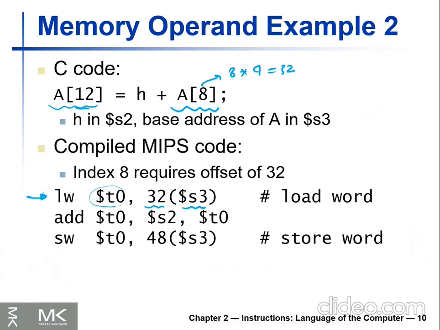After we load the value of A of 8 into T0, we add T0 to H. H is located in S2, and we put the result again in T0. That's okay. So we save some register here. Instead of using another register, we save one. And then we store back the value of T0 in A of 12. A of 12 is located at the address S3, which is the location of the first byte in the array A, plus 48. 48 is 12 multiplied by 4. Good.